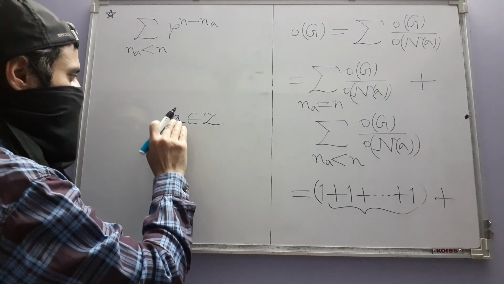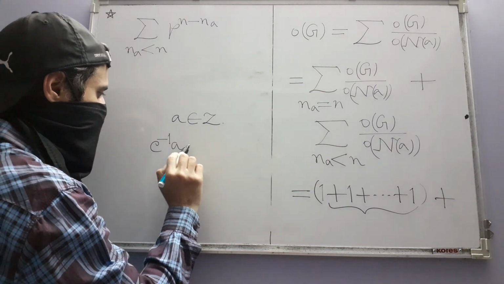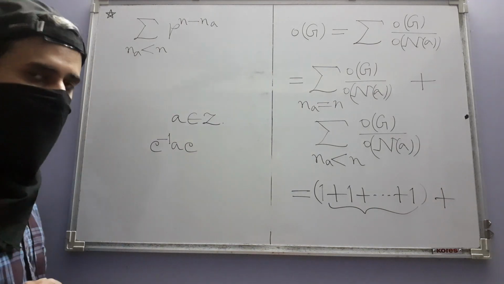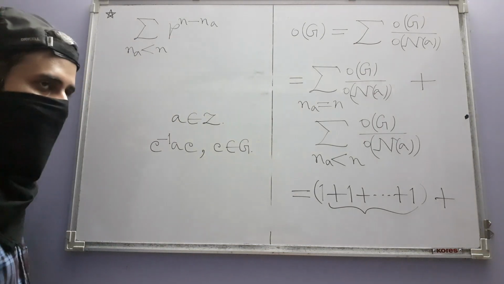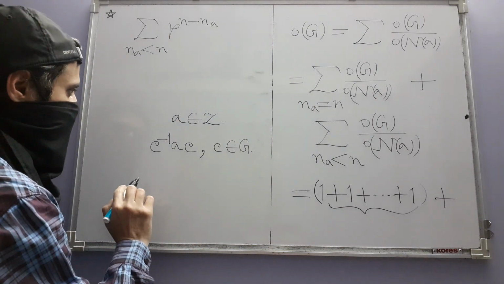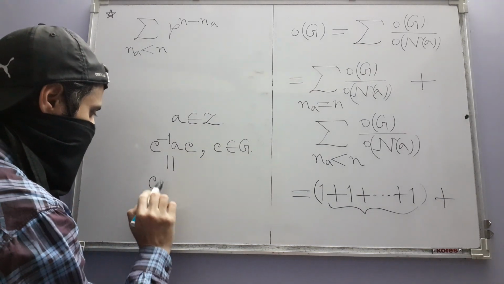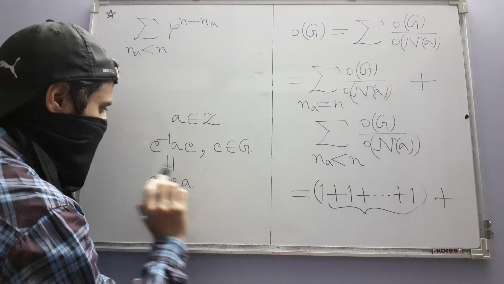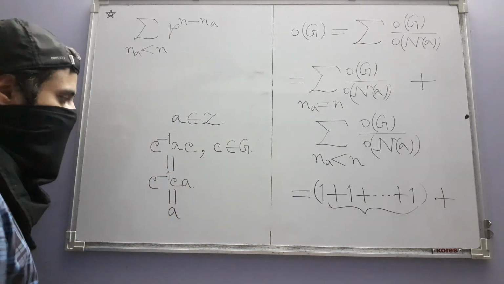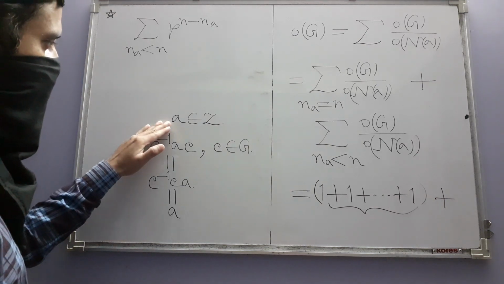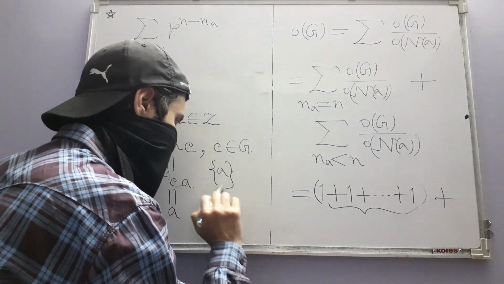What are the elements conjugate to this element? By the definition of conjugacy, all the elements conjugate to A look like this, where C is some element in G. But due to the fact that A is a central element, this will be equal to C inverse CA, because A will commute with C. So ultimately this will be equal to A. So that means in the conjugate class of a central element, we have only that element itself.